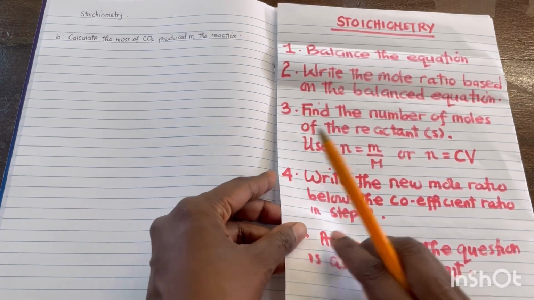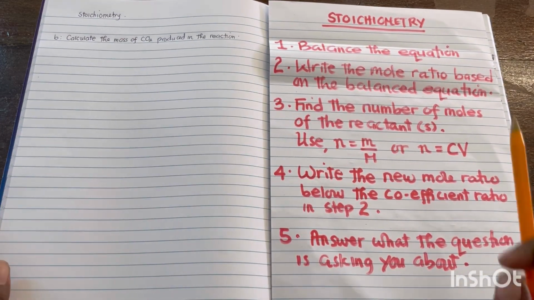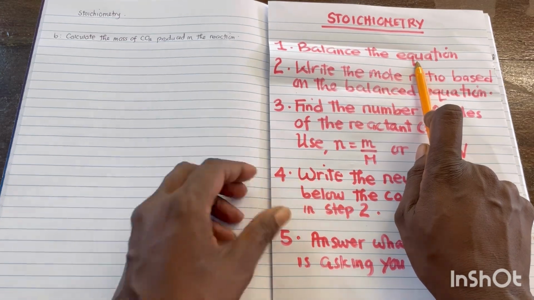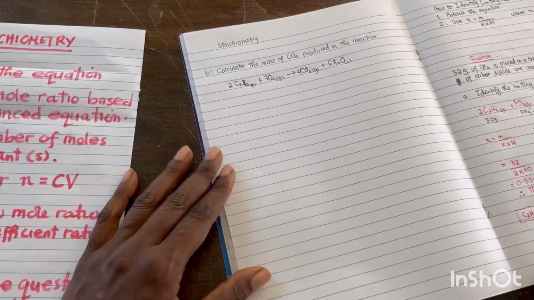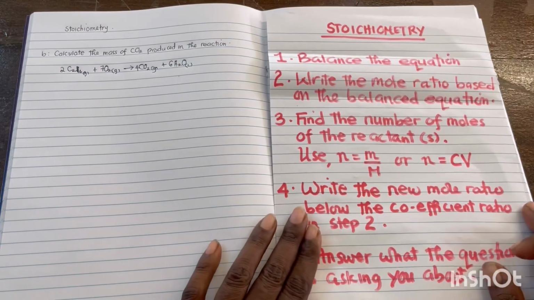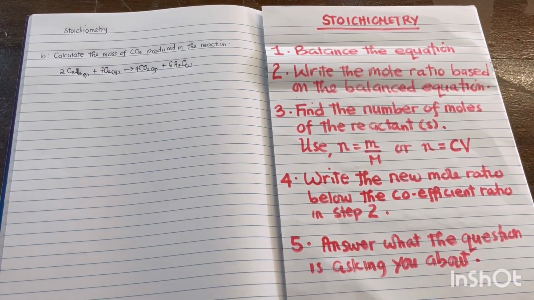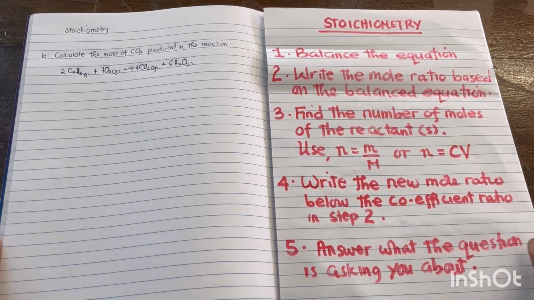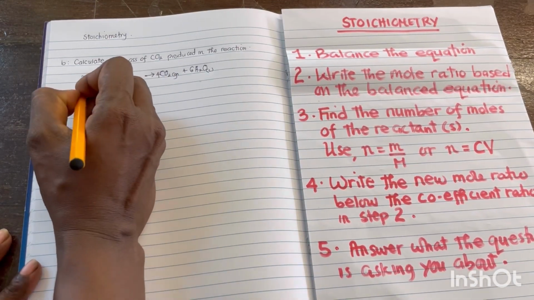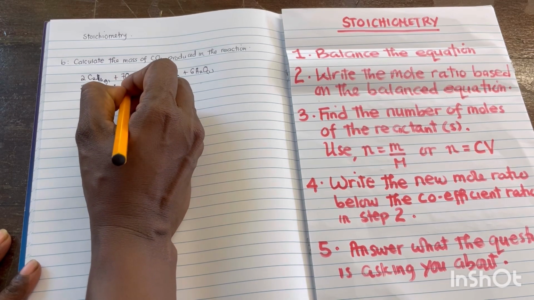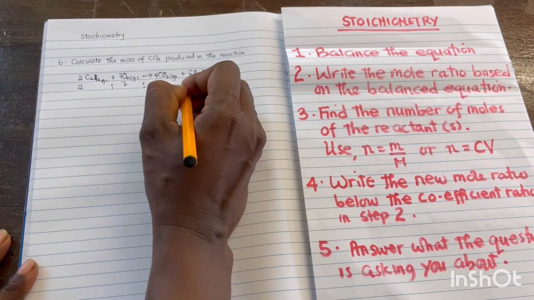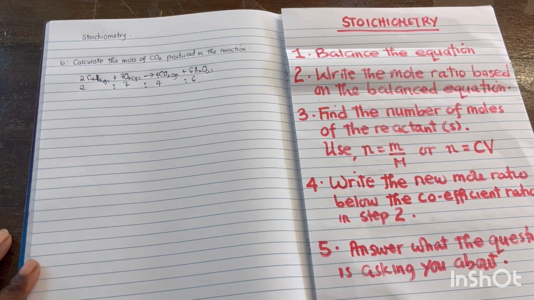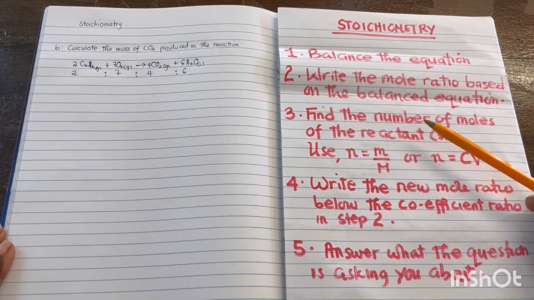So that's the first step. It says balance the equation. So our balanced equation is, now our second step, it says write down the mole ratio based on the balanced equation. Okay, so our mole ratio now will be 2:7 to 4:6.